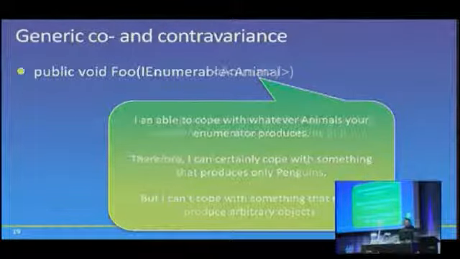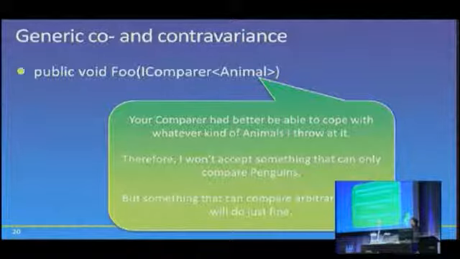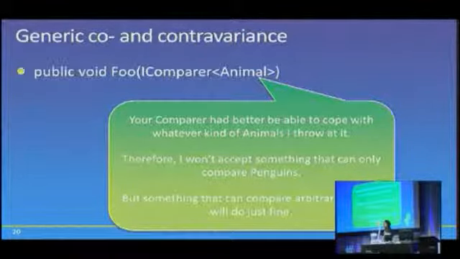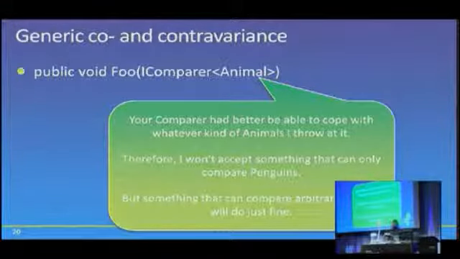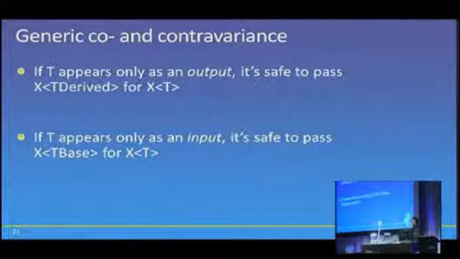On the other hand, in IComparer, the generic type parameter only appears in an input position. So it's an input to the compare method. And that's where the rule comes in. If it appears only as an output, then it's safe to pass something with a generic parameter of the derived type. If it appears as an input, it's safe to pass something with a generic parameter of the base type.